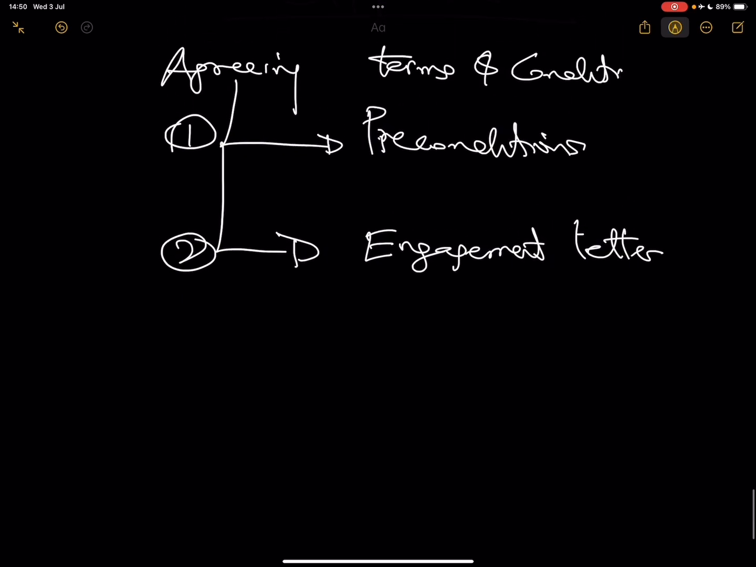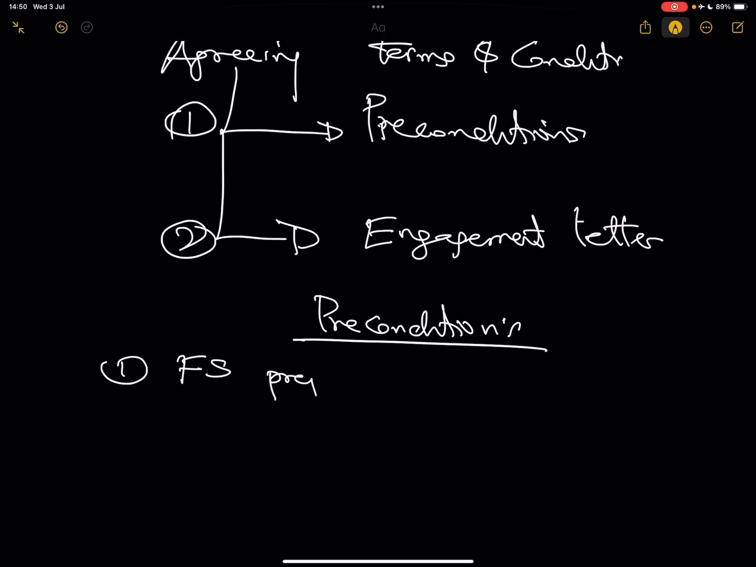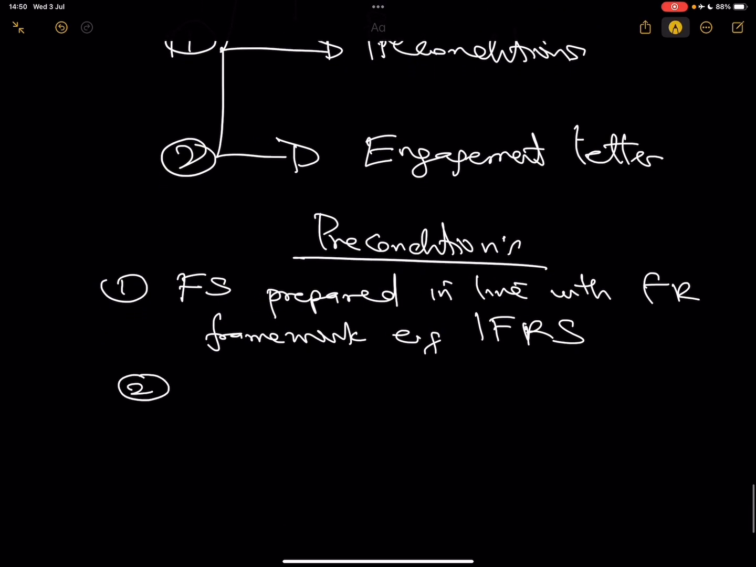So what are those preconditions? Let's quickly talk about the preconditions, which are critical. Number 1, you must ensure that the financial statements you want to audit have been prepared in line with a recognizable financial reporting framework, which is IFRS for ACCA. If you are in the US, that'll be US GAAP, depending on where you are. Like I said, for example IFRS. That's the number 1 precondition.